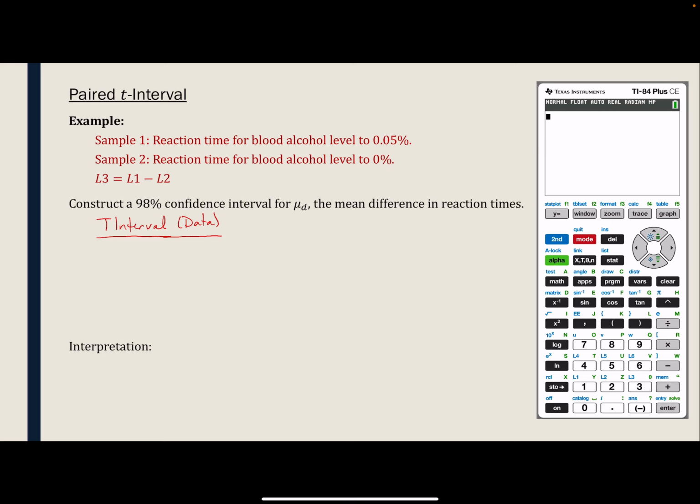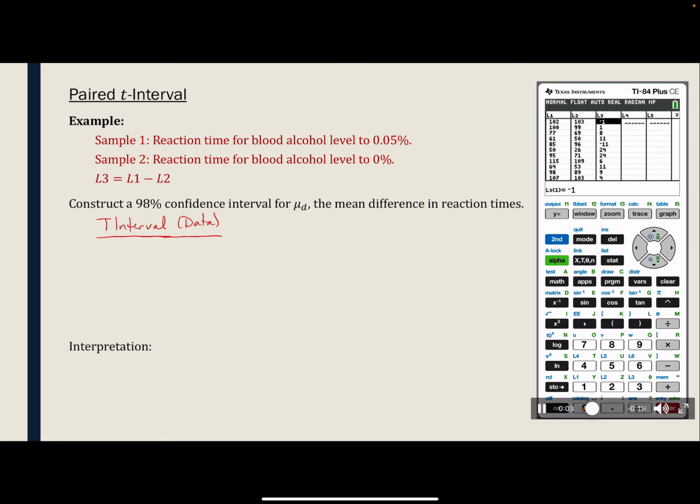We'd set it up, if we were just asked to do this separately with no t-test first, we would still set up L3 exactly the same way. So I'm showing you the data to show you that L3 is set up in exactly the same way we did for the t-test. And we'll go to then t-interval.